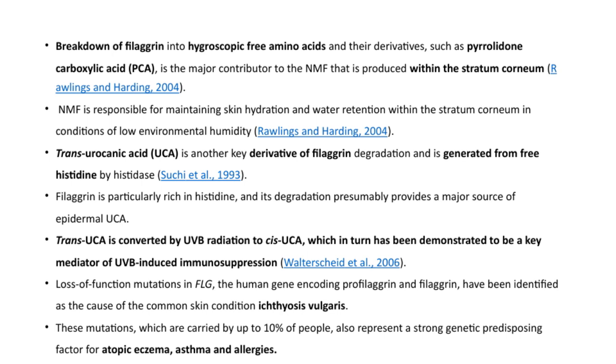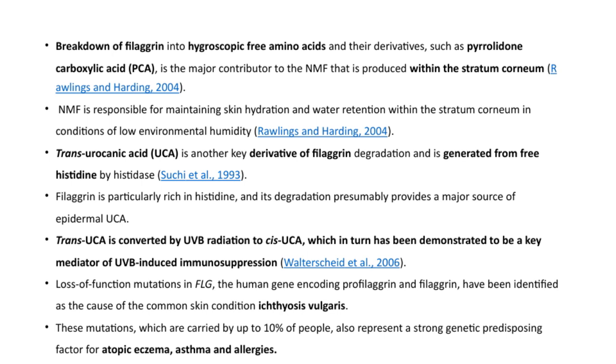Trans-UCA isn't just a passive byproduct. It can be converted by ultraviolet B radiation into cis-UCA. Interestingly, cis-UCA has been shown to be a key player in UVB-induced immunosuppression. This means it can influence how our immune system responds to UV exposure, which is a fascinating link between skin chemistry and immune regulation.